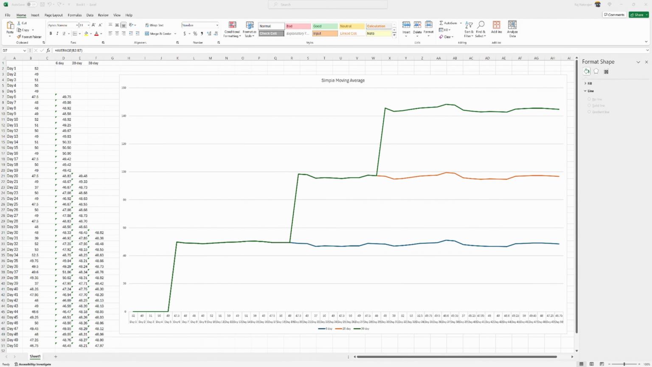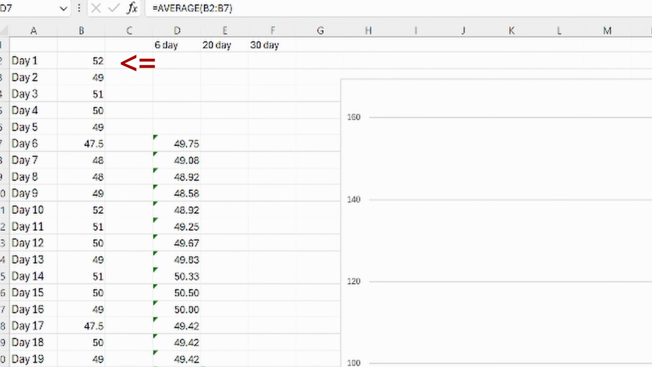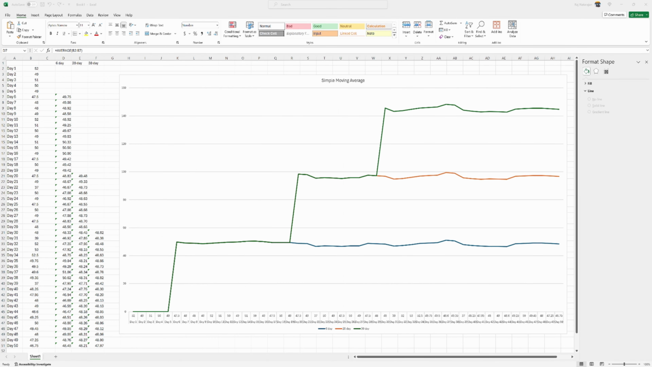This is my spreadsheet. Imagine you're tracking the closing price of a stock over a period of time. A simple moving average smoothens out the price fluctuations by taking the average price for a chosen number of periods. Let us say you want a 20-day simple moving average. This means you add the closing price of the last 20 days and divide by 20, and you repeat this calculation every day to get a continuously updating average price.